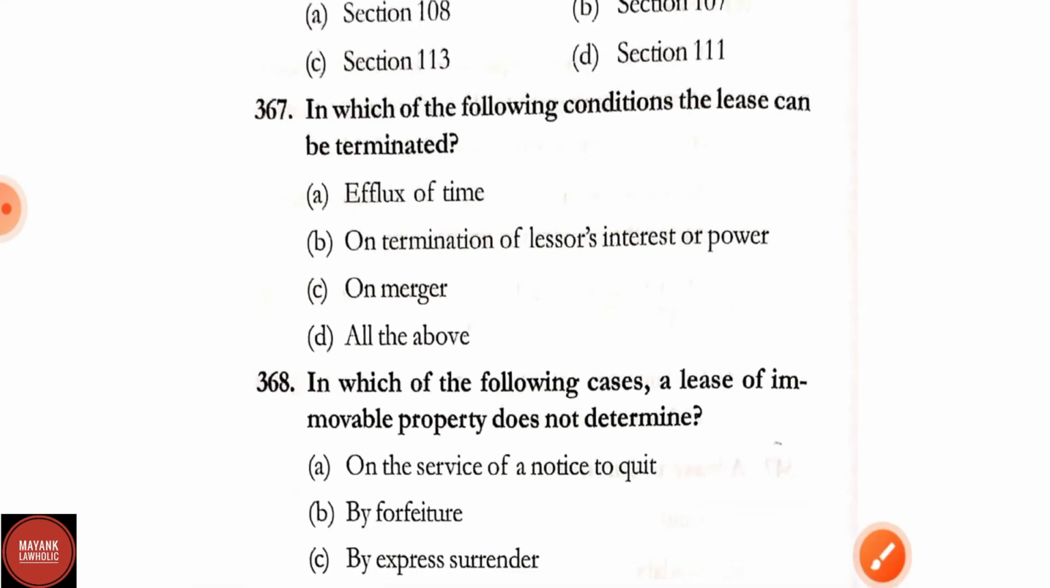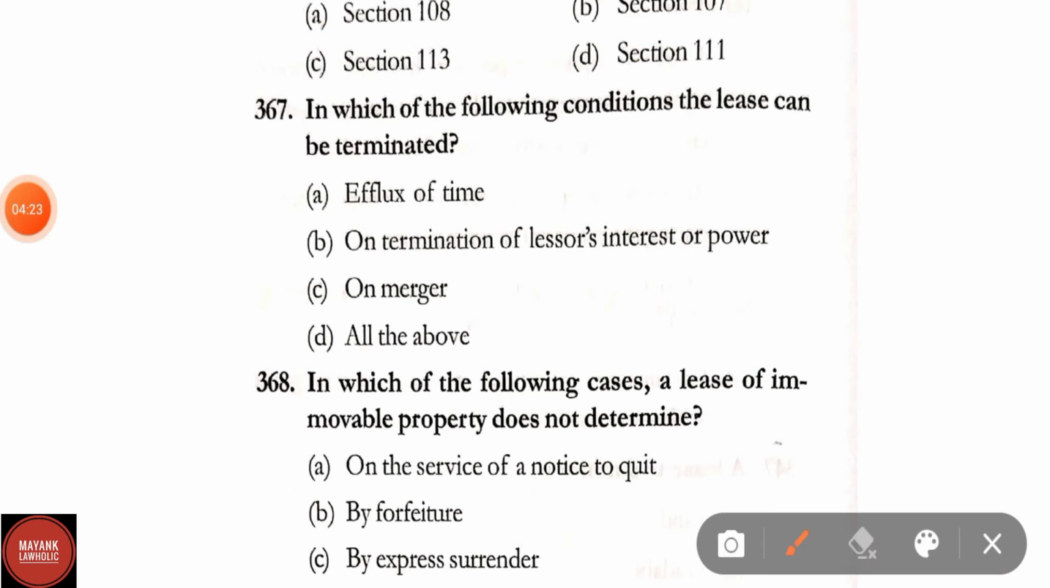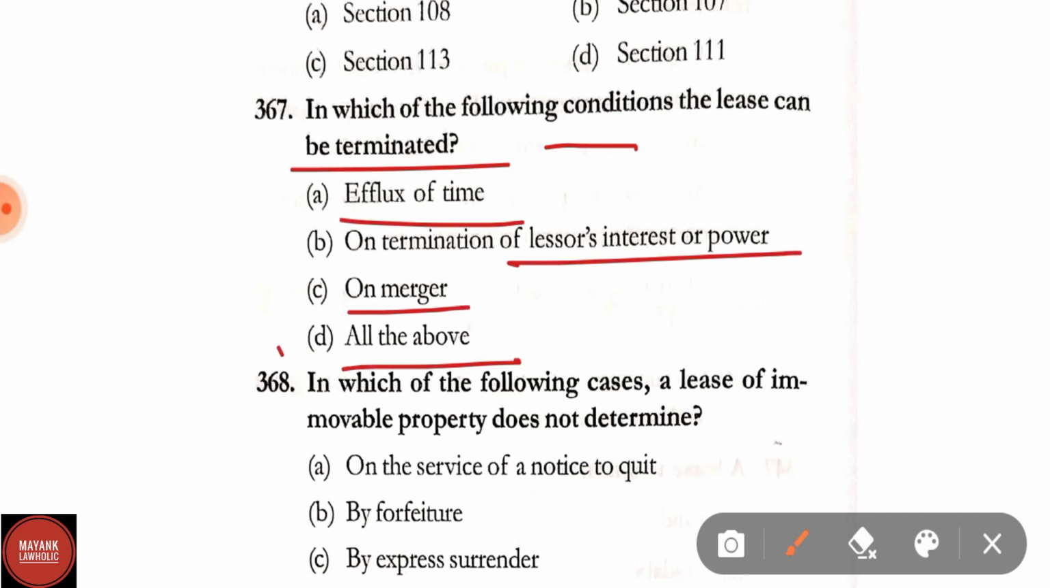Question number 367. In which one of the following conditions can a lease be terminated? Option A, efflux of time. Option B, on termination of lessor's interest or power. Option C, on merger, and option D, all of the above. Correct answer is option D, that is all of the above.